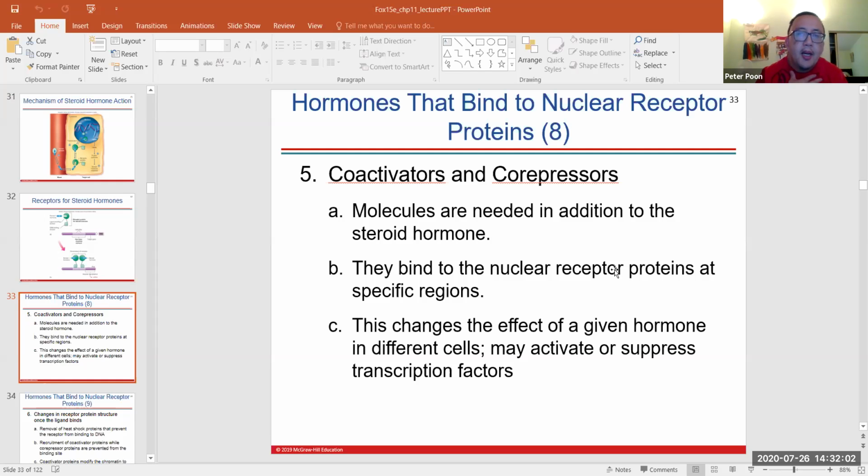Co-activators and co-repressors. Other molecules are needed in addition to the steroid hormone so they can modify. Different cells have different co-activators and co-repressors, so you can have different transcriptional profile changes for any type of steroid hormone.